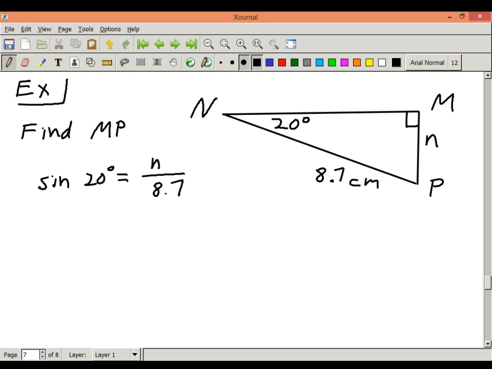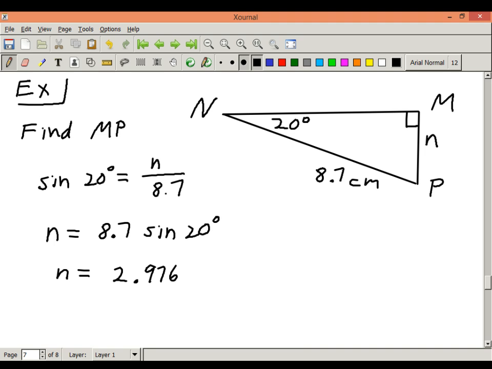So in this equation, we're just going to multiply both sides by 8.7. So that's going to give you n equals 8.7 times sine of 20 degrees. Go ahead and put that all in your calculator all at one time. Just know how to use your calculator. You should not have to write down any numbers or use the memory or anything. Just what you see is what you get there. So 8.7 times sine of 20. I'm going to get 2.976 for this. And that should be correct.